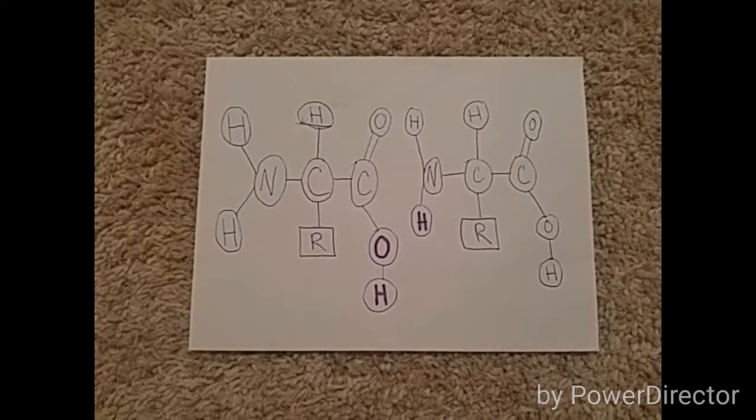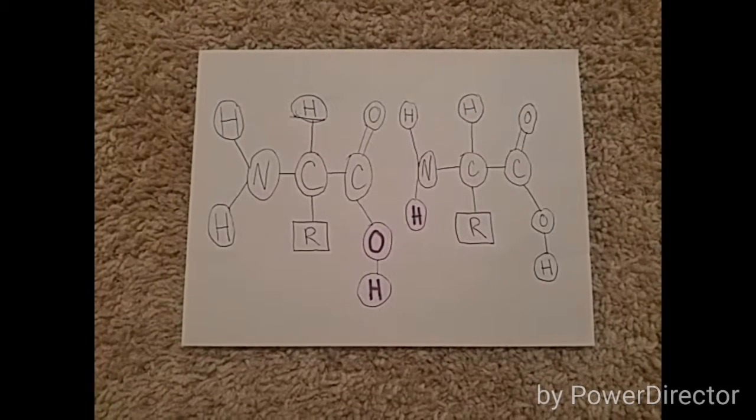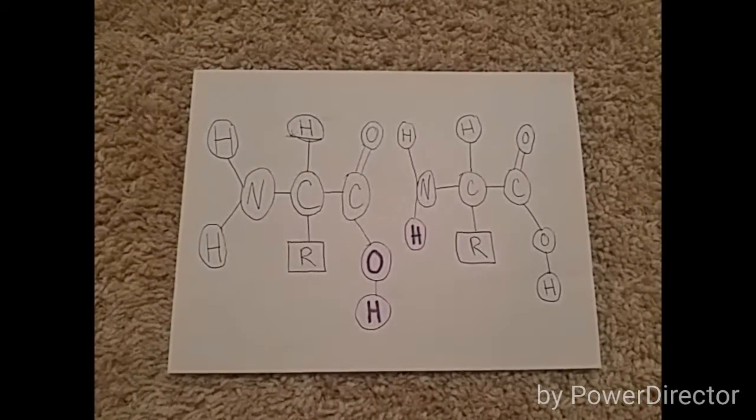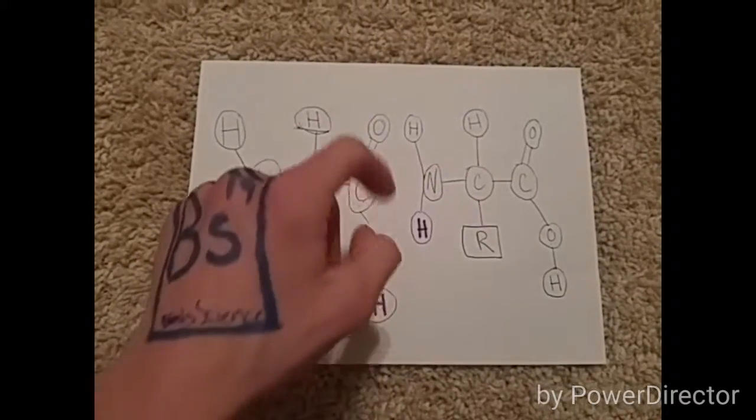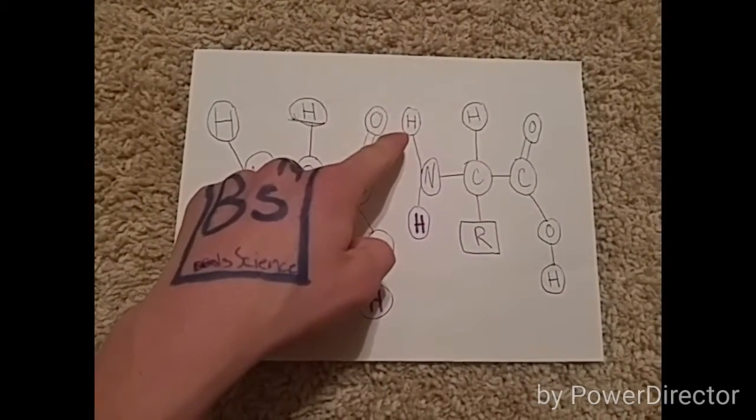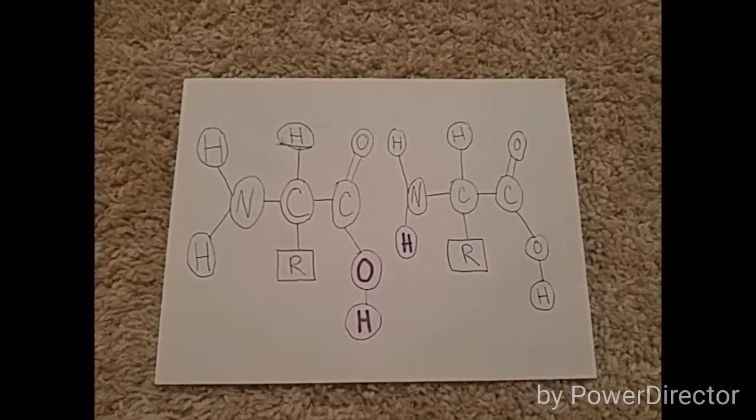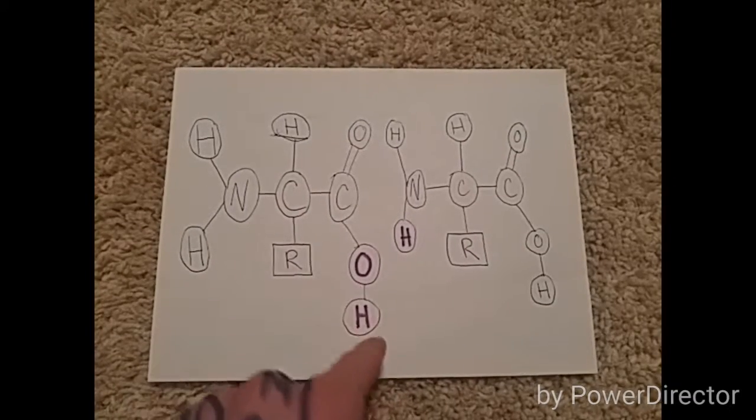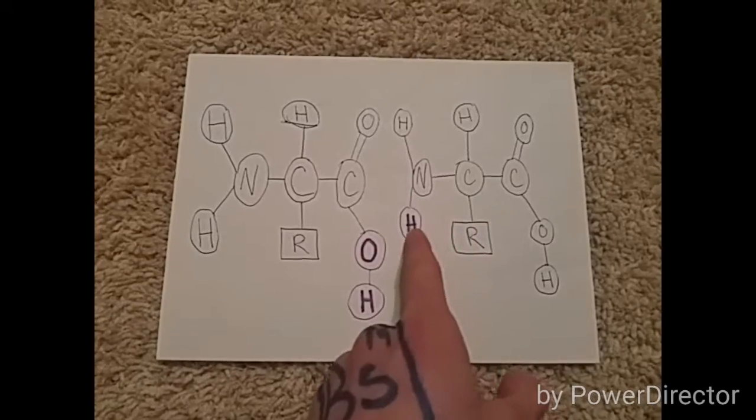A peptide bond is the type of bond that occurs when 2 amino acids come together. This is an example of covalent bonding. When a peptide bond occurs, the carboxyl group of 1 amino acid bonds with the amino group of the other amino acid. When this happens, the carboxyl group of this amino acid gives off an oxygen and a hydrogen atom, and the amino group of this amino acid gives off just a hydrogen.